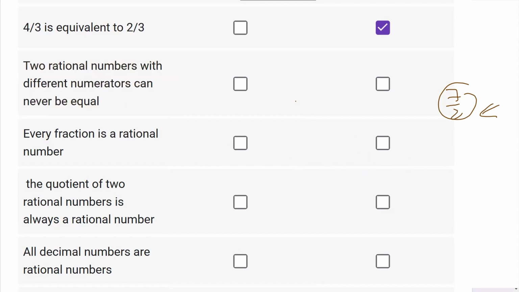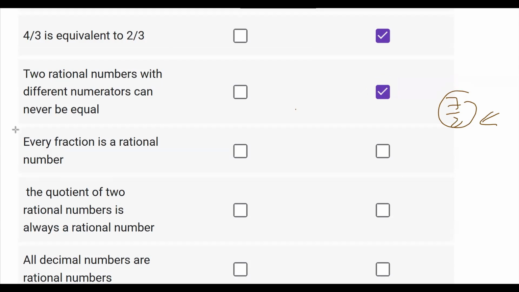The next one here is, every fraction is a rational number. Yes, you should know that. Rational numbers include fractions, decimals, whole numbers, integers, and all. So we'll say that, yeah, this is a true statement.